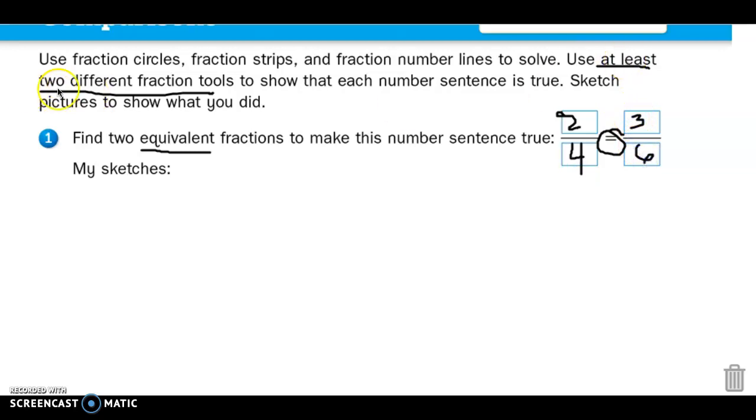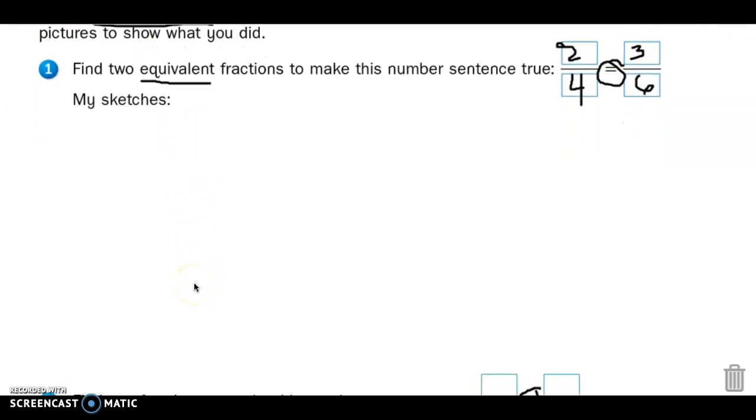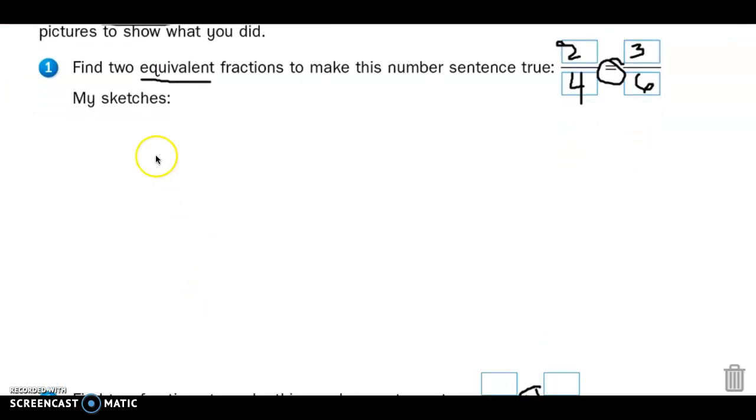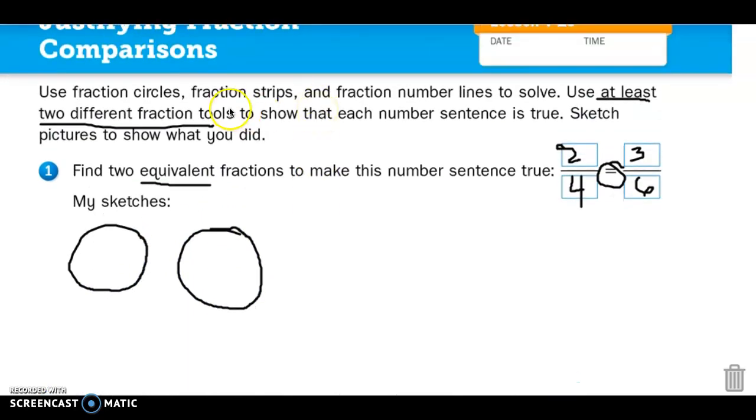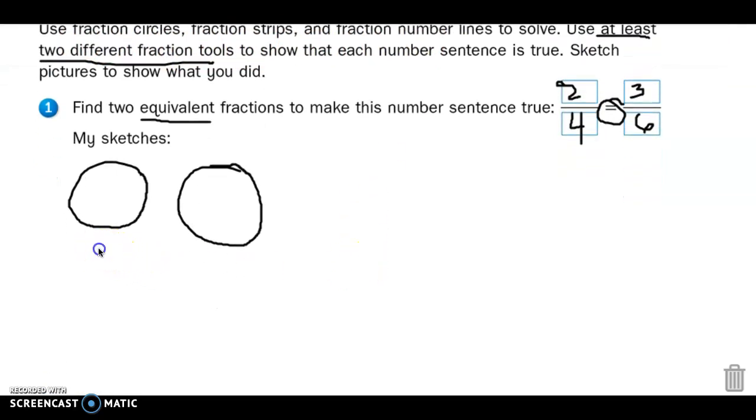Now it says use at least 2 different tools. Let's see, what should we use? I'm going to do circles as wholes for my first one. It's one of my tools. We can use circles, number lines, or our fraction strips. If you forget, look up at the top. I'm going to make this 2/4, and I'm going to make this 3/6.